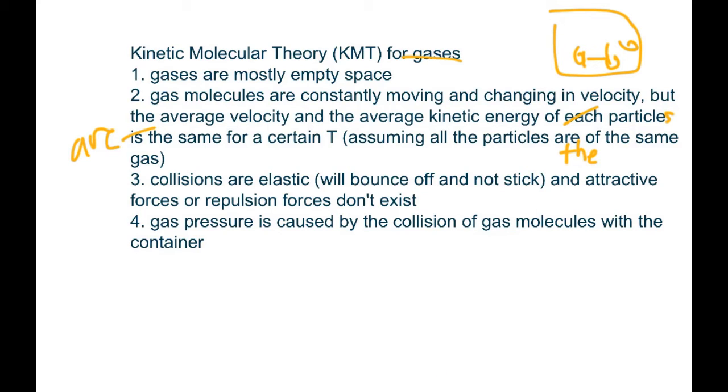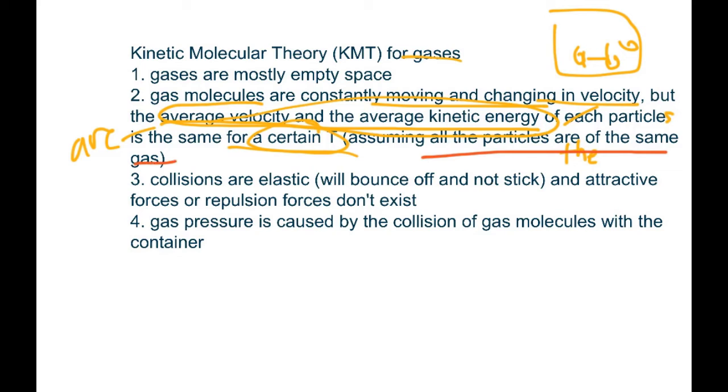And our second point is that gas molecules are constantly moving and changing in velocity. This means that all molecules have a different velocity, and they're not all identical in velocity, but the average velocity and the average kinetic energy of the particles are the same for a certain temperature. In other words, the average speed and the average moving energy of all the particles are the same for a certain temperature, assuming that all the particles are the same gas.